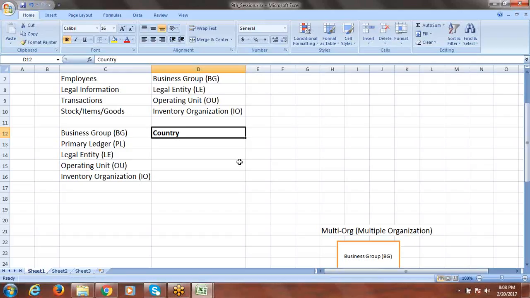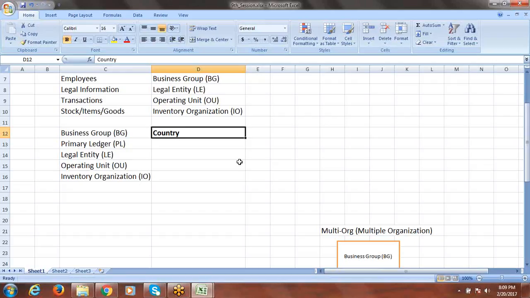How many countries is the client doing business in? Generally, for each country we go with a separate business group, so that in the separate business group you can maintain the specific country data. If the client is doing business in two countries, say India and US, we'll create two business groups, an India business group and a US business group. In the India business group we'll maintain the India employees, and in the US business group the US employees. That's how we'll manage the business group information in the system.